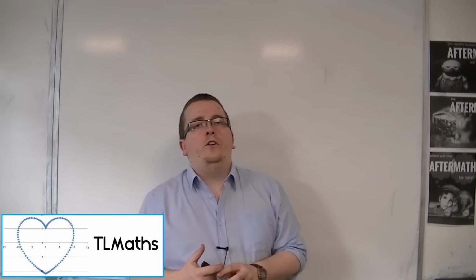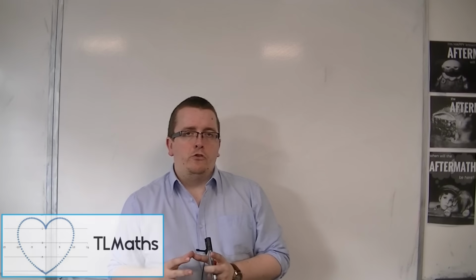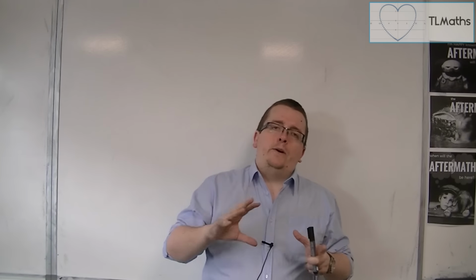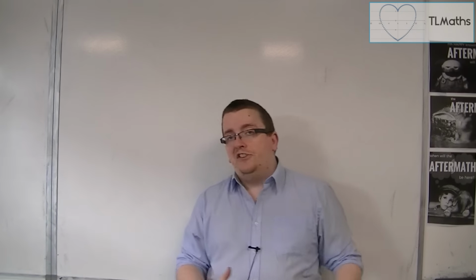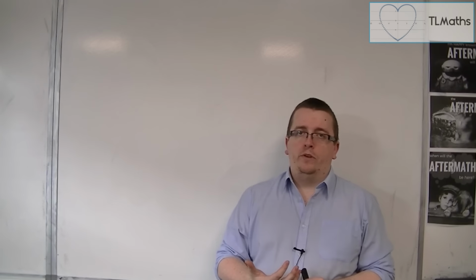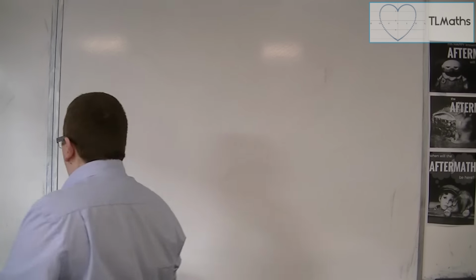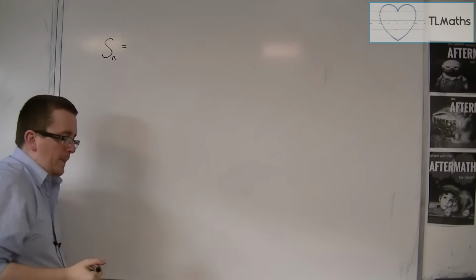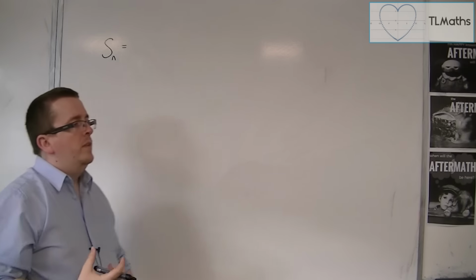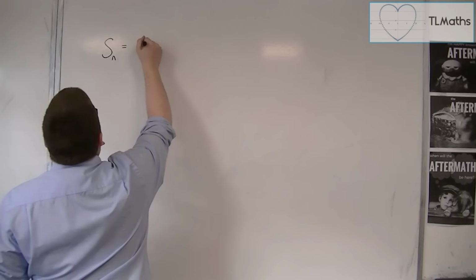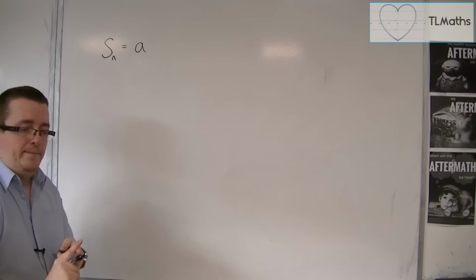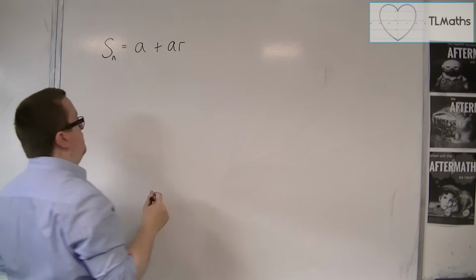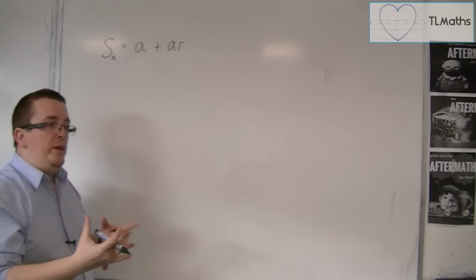So like what we did with arithmetic series, we want to be able to find a nice formula that will allow us to add up the first n terms of a geometric series. So the sum of the first n terms, which I'll write down as Sn, we've seen this notation before, would be starting off with the first term, which is a, and then the second term is a times r, because I multiplied by the common ratio each time.